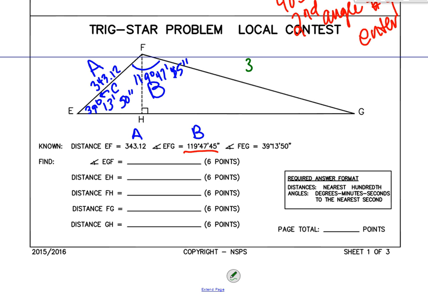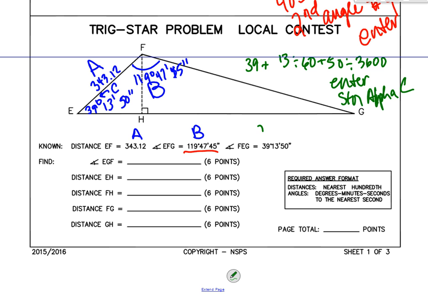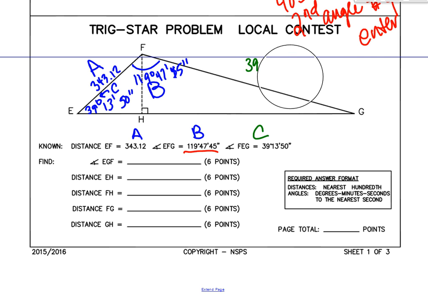So then do the same thing. 39 plus 13 divided by 60 plus 50 divided by 3,600. If you want to press enter, you can. And then store as alpha C. I didn't write C there on this part. So all that did is just got our stuff in there. And now we're going to figure things out as we go.